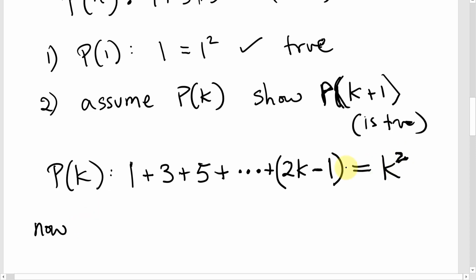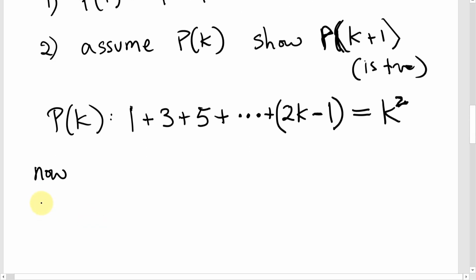Now we're going to use that. Assuming that's true, all I have to do is show that it would have to be logically true at k plus 1. To show something is equal, you cannot use that it is equal to show that it's equal. So I have to start with the left-hand side of an equation and get to the right-hand side. Let's see how that might work out in this case.